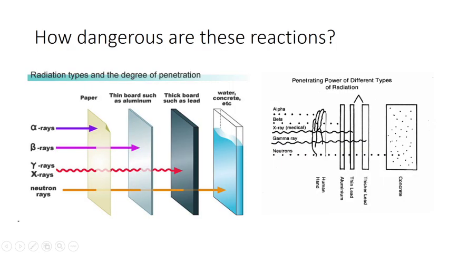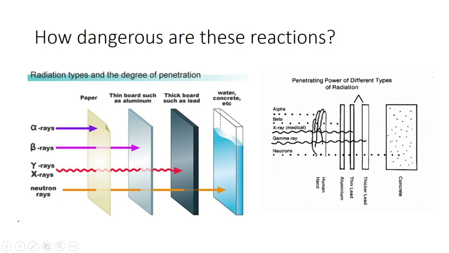So how dangerous are these particles? If we look at the types of radiation that you might encounter due to radioactive processes, alpha particles will not pass through even a sheet of paper. So as long as you have clothes on while you're near something that's emitting alpha particles, you're good. The cloth of your clothes will stop alpha particles.